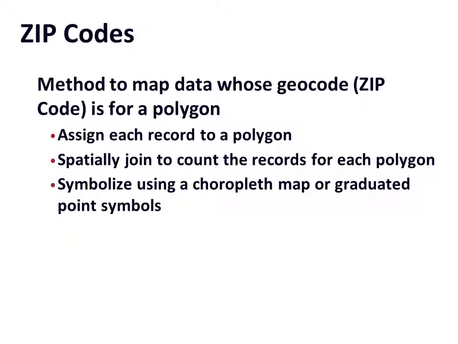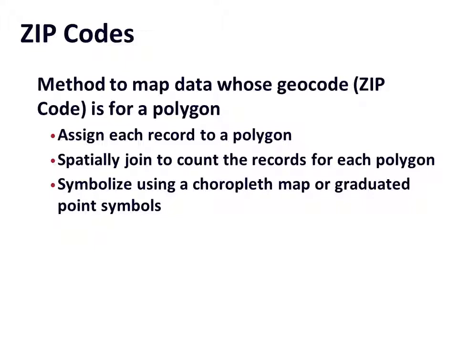So the method to map data whose geocode is for a polygon: you assign each record to a polygon, you spatially join the count to the records, you symbolize it, and so on. None of this really matters. What matters is that you have the ability to identify the features, the tabular data. If you have the address data in table format with other information and you geocode it, you now have it somehow assigned to either a polygon or a line or a point, depending on what it is you're doing exactly. And beyond that, how you join it and how you symbolize it is more or less up to you.